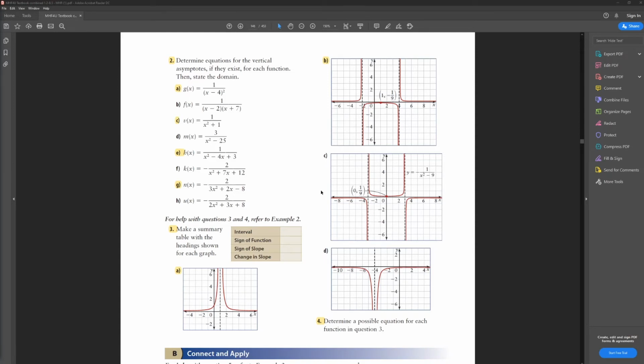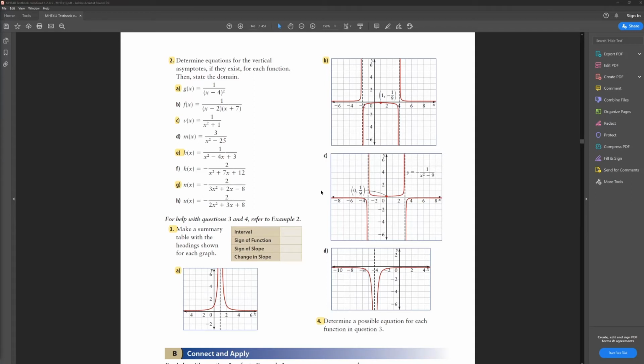For part C, we have x squared plus 1 equals 0. So what we get is x squared equals negative 1. If we try to take the square root of negative 1, we wouldn't get a real number. Hence, there are no vertical asymptotes for this question. If there's no vertical asymptote, that means x is defined for every number. Therefore, the domain of this function is x an element of all real numbers.